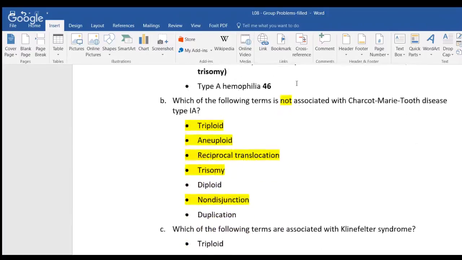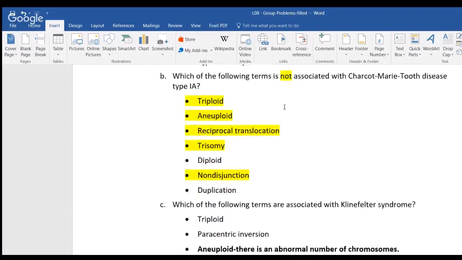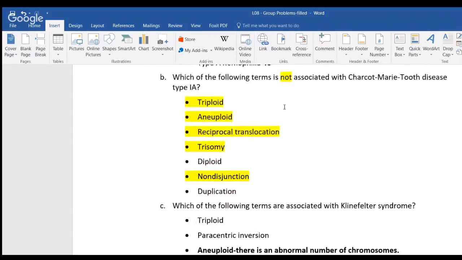For part B, we're looking at specific diseases and finding the terms that are not associated with it. So for Charcot-Marie-Tooth disease, type 1A, we're trying to find out what's not associated. That would be triploid, aneuploid, reciprocal translocation, trisomy, and non-disjunction, because we know that it's actually caused from the two remaining terms, diploid and duplication.